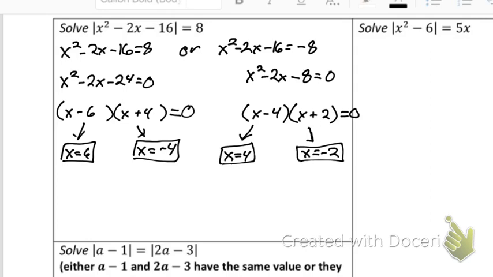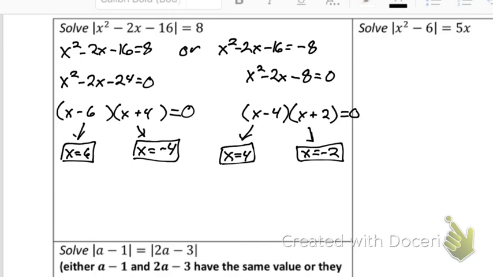But the next one is a special problem. You should always check. These will always work as long as your math is correct, but it's always good to check. This one can fail even though you did everything correct, and you'll see what's special about it. So note this one says it's equal to 5x.